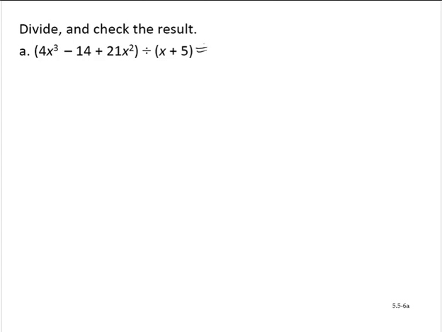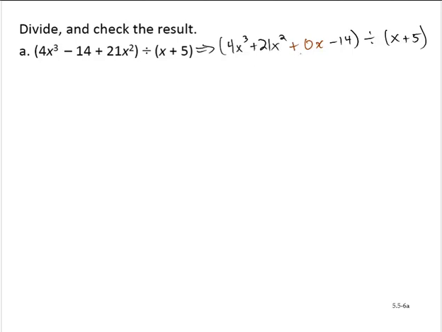So let's see, that's the same thing as writing 4x cubed plus 21x squared. Notice that there's no x term, so I'm going to write plus 0x as a placeholder, minus 14 divided by x plus 5. And this is actually very important. We have to do this. We have to put that placeholder in, or else the division process won't work correctly.